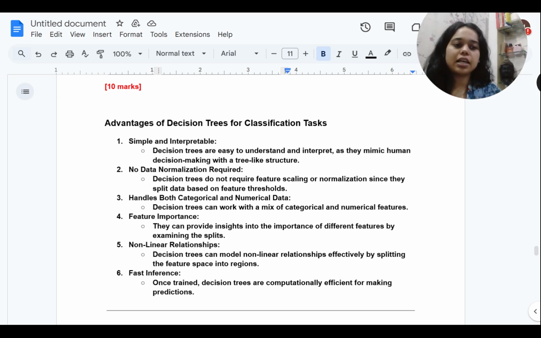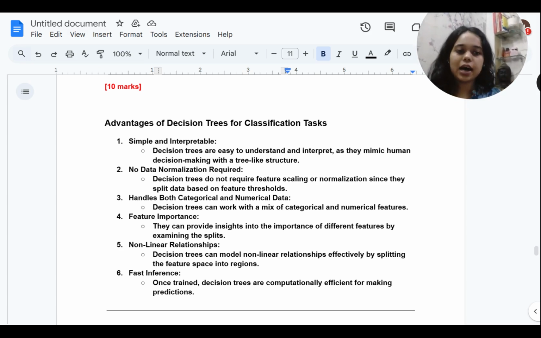The resulting tree-like structure makes it simple to trace the logic behind the model's prediction, which is a valuable trait for interpretability. Now, the second point is no data normalization required. Unlike some machine learning algorithms such as KNN or SVM, decision trees do not require feature scaling or normalization. This is because they split data based on thresholds rather than calculating the logits or distance between the points, unlike what k-means clustering does.